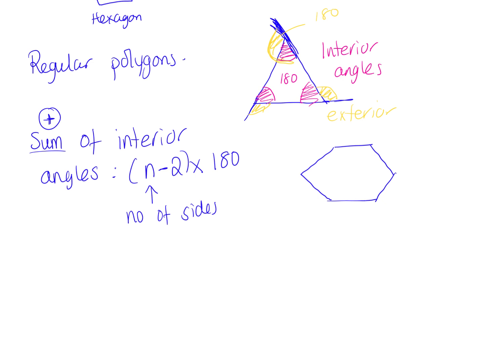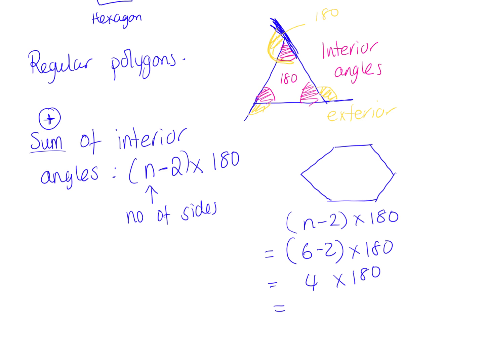Now we use our equation, n minus 2, in brackets, times by 180. So n is my number of sides. How many sides does this shape have? 6. So I'll go 6 minus 2 times by 180. 6 minus 2 is? 4. 4 times 180. You can use your calculator. 720. Excellent.